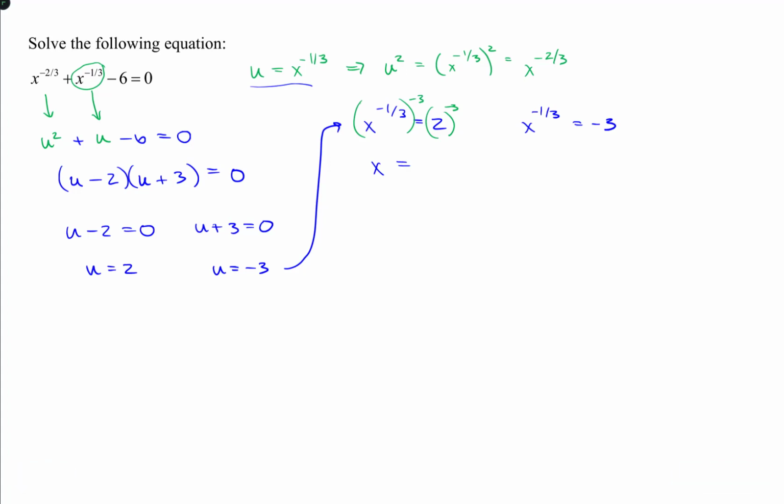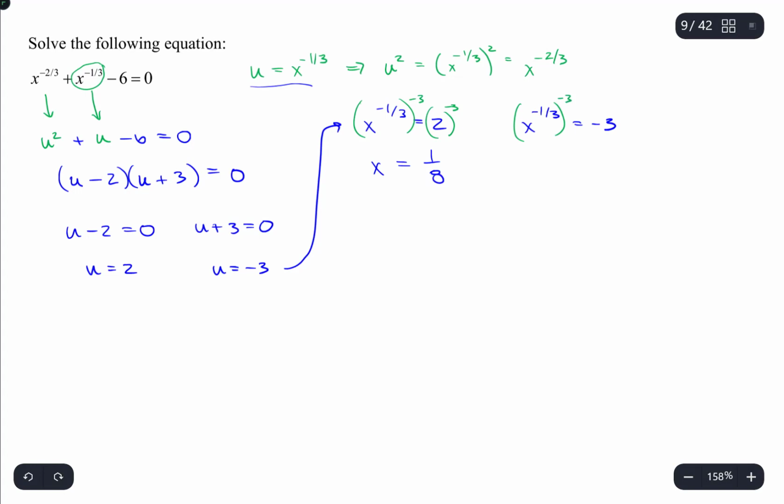Then 2 to the negative third is 1/8, because it's the same thing as 1 over 2 cubed, which is 1/8. In the other equation, I would do the same thing, raise it to the negative third power. So negative 1/3 times negative 3 gives me positive 1, so this is just x.